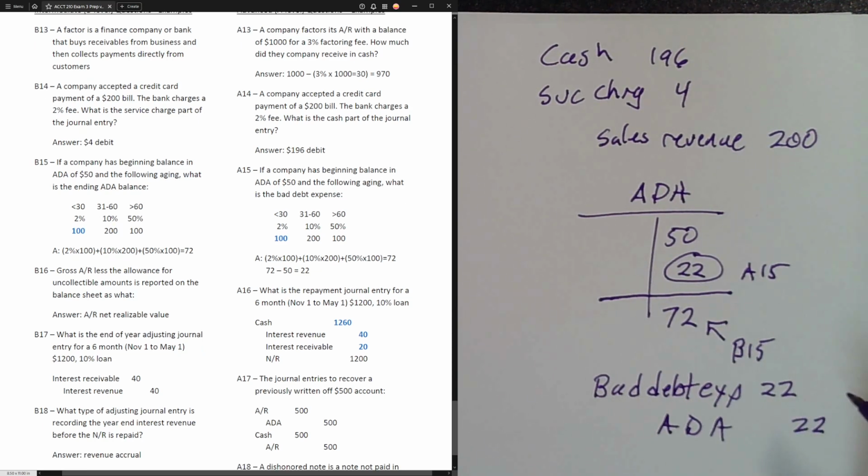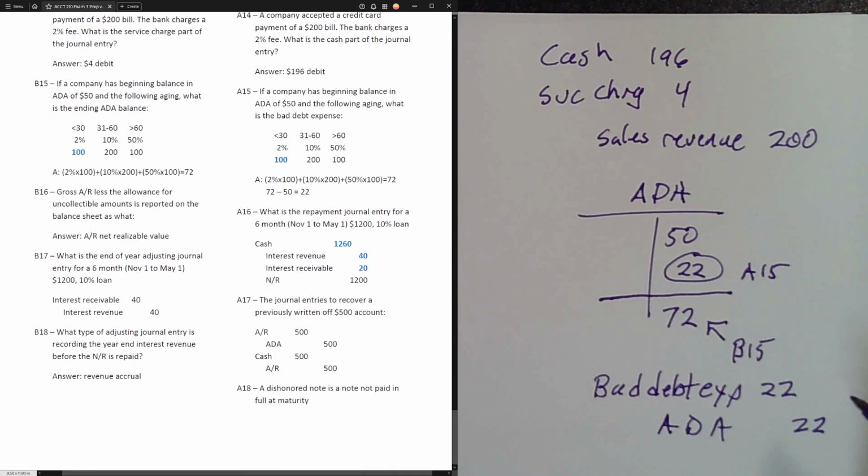B16 and A16, let me see, are these two? I think I was off by one when I matched these up. This is just a knowledge question. What do we get when we take AR minus the allowance for doubtful accounts? It's called the net realizable value. Okay, so maybe it's B17 and A16. I think I didn't have those matched up quite right. So B17 and A16 are both about the loan.